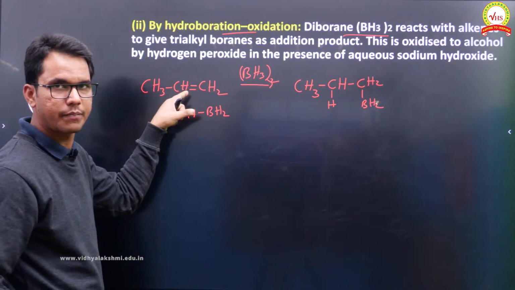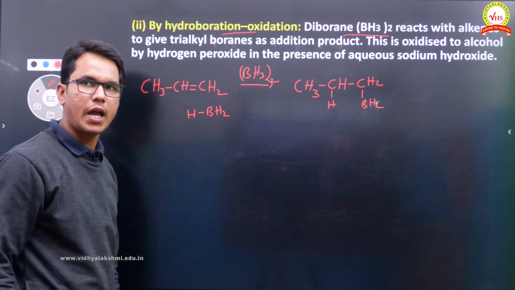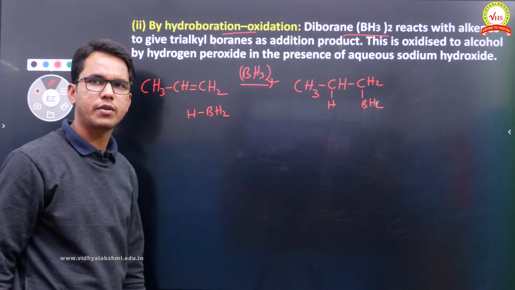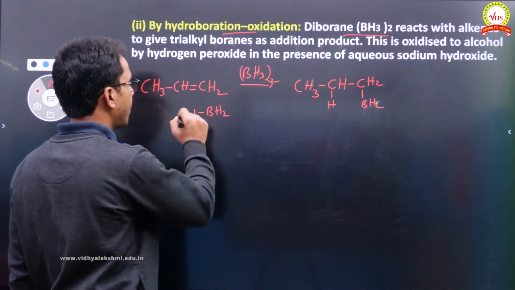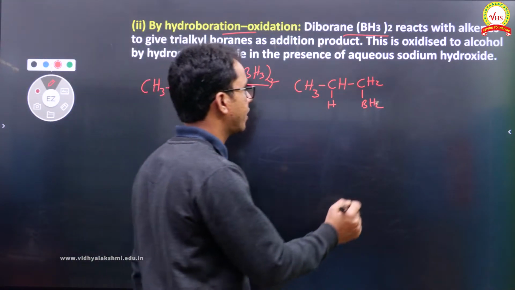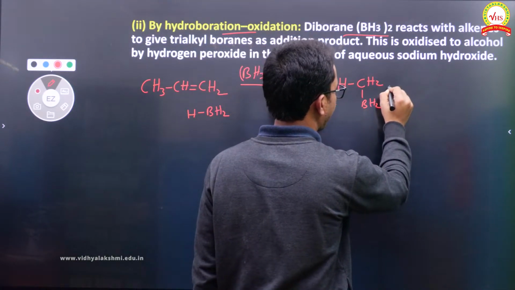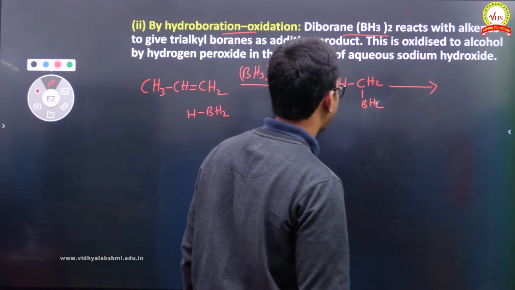In the first step we can assume that the double bond between carbon and carbon acts as a nucleophile, and boron, having an empty orbital, acts as what? Electrophile over there. A new bond is formed between carbon and boron, and the hydrogen also goes over there.